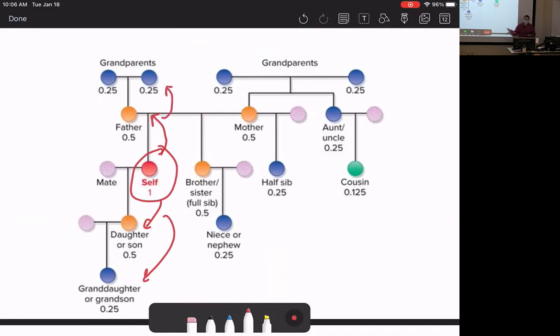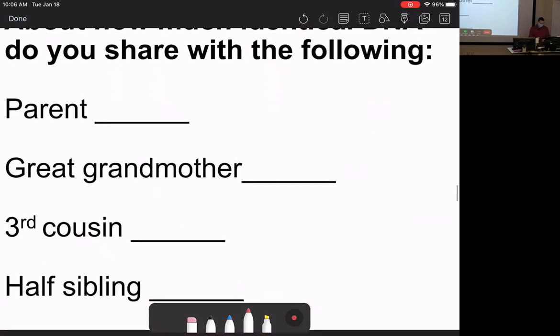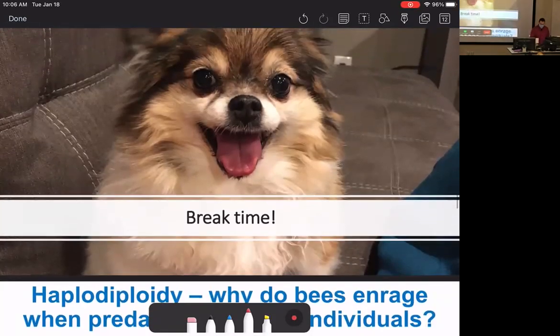Now, to do cousins and aunts and uncles, you gotta split that 50-50. Your mom is only 50% like your aunt, for example, her sister. So you gotta split that again if you keep going that direction. So kind of just a fun thing to think about if you want to just do the math quick. Half siblings, kind of harder because you got to think about meiosis, but it is technically break time.